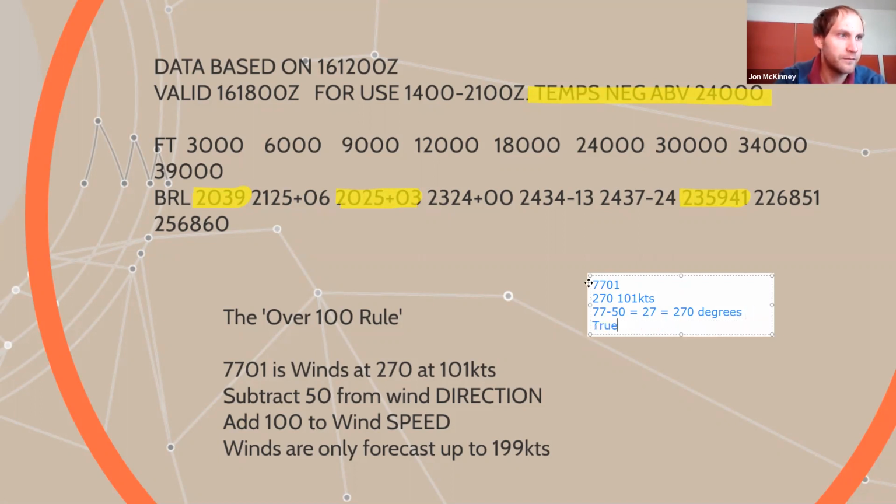And then once you take that 50 away from the direction, we said that the wind speed was really 01, but then we get to add in that 100, so we can figure out that the wind was actually 101 knots. So that's the idea of the over 100 rule. We're not typically going to see winds that strong at the altitudes that we fly at in our Cirrus, but it's something you'll possibly see on tests.